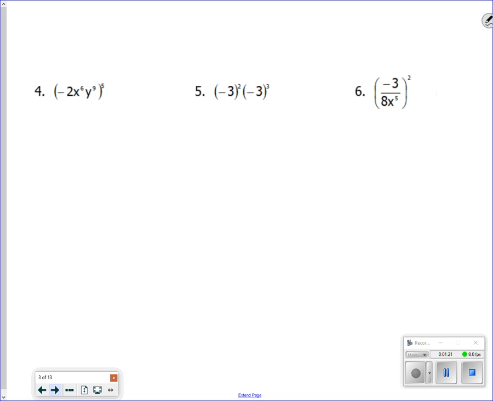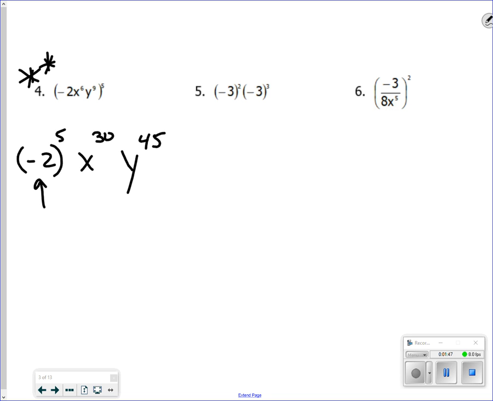Next one, if you have a parenthesis raised to an exponent, everything in that parenthesis is raised to the exponent, including the negative sign. So be careful. Now, rule number 2 says if you have a power raised to a power, you multiply the exponents. So x to the 6th power times the 5th power, and so y to the 45th. Now, any number needs to be evaluated, including the negative sign. This is one of the most missed questions on the test.